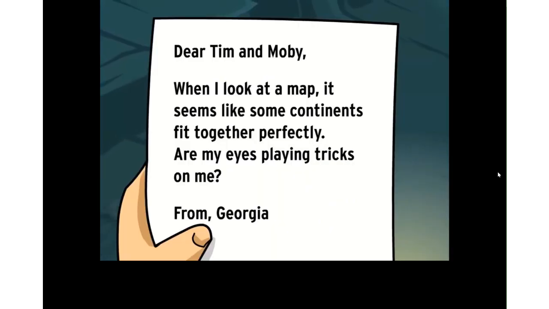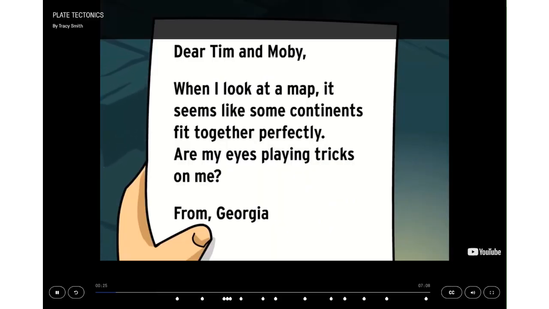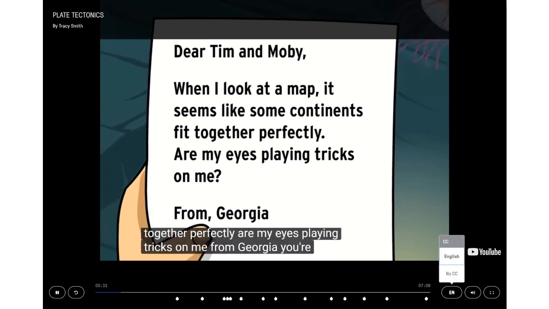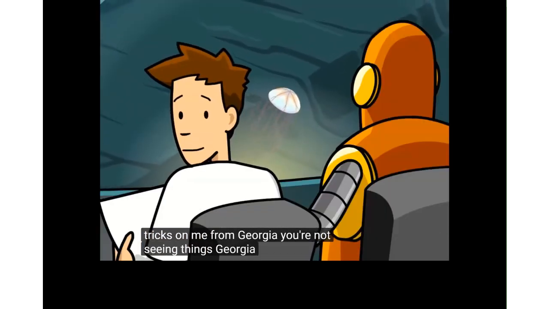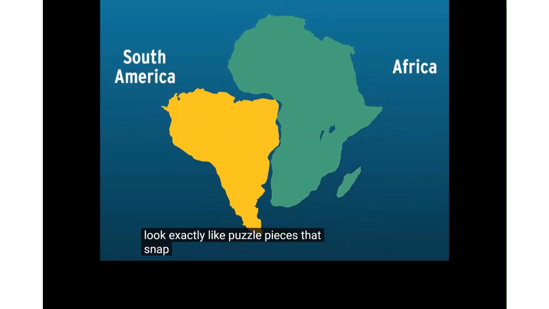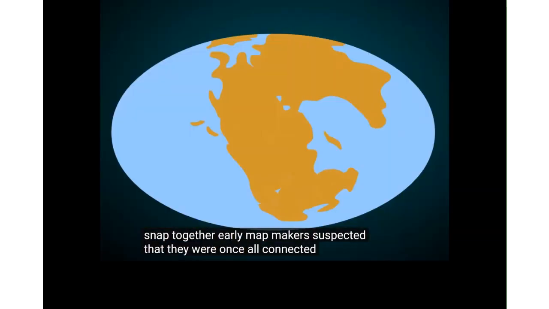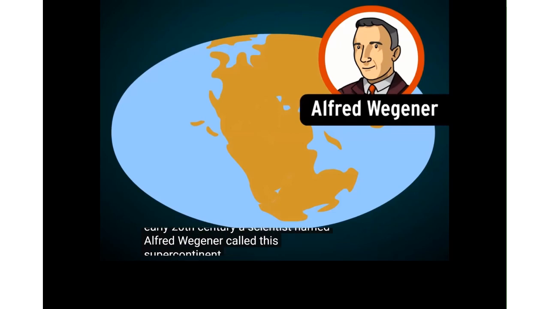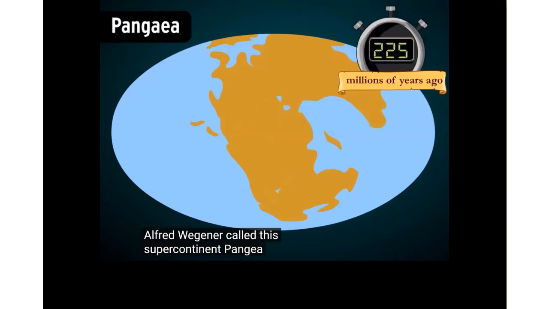Dear Tim and Moby, when I look at a map, it seems like some continents fit together perfectly. Are my eyes playing tricks on me? From Georgia. You're not seeing things, Georgia. Some continents look exactly like puzzle pieces that snap together. Early mapmakers suspected that they were once all connected. In the early 20th century, a scientist named Alfred Wegener called this supercontinent Pangea.